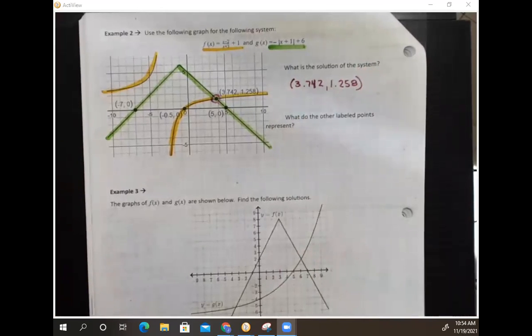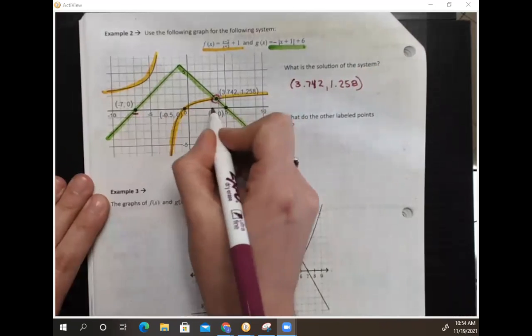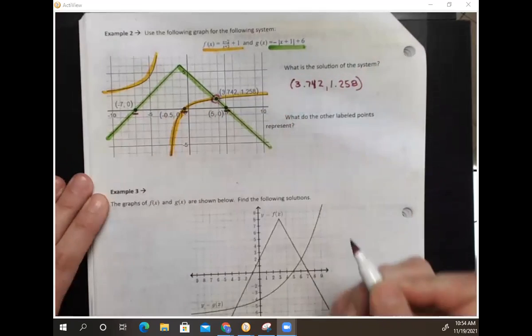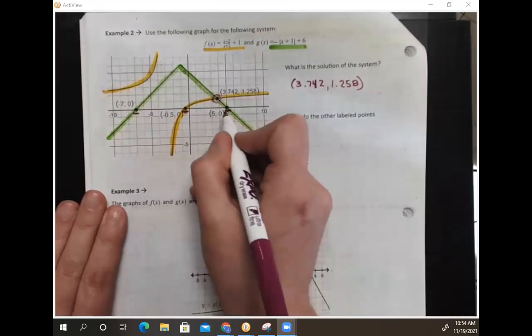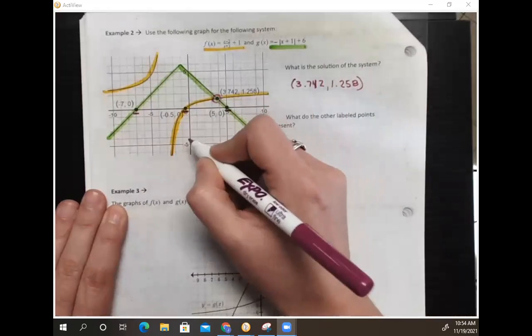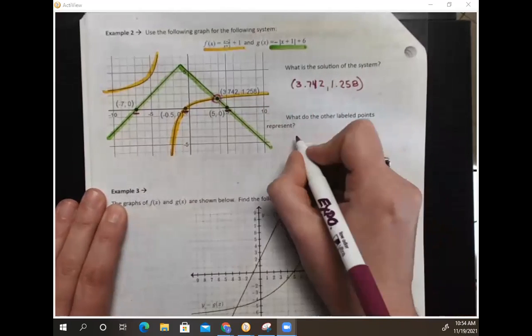When we had lines, we looked at where they intersected, that was our solution. Here, I've got two graphs, they aren't lines, but the solution is the same, okay? I look for where they intersect. What are these other points? The other labeled points, what are they? They're just our x-intercepts for the graphs. I've got two x-intercepts for my absolute value graph. I've got one x-intercept for my rational function, but they're just x-intercepts.